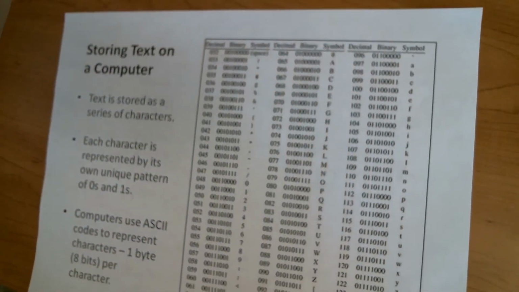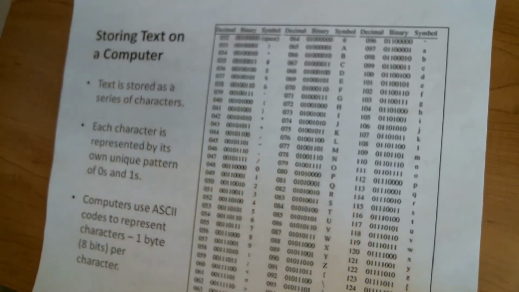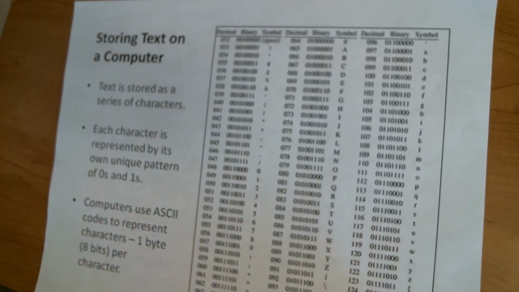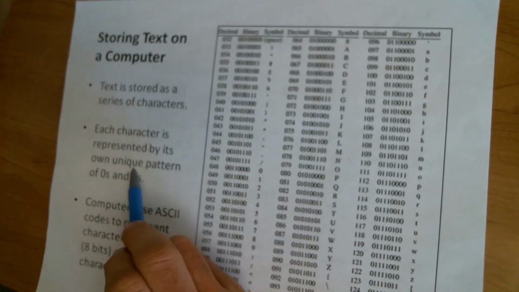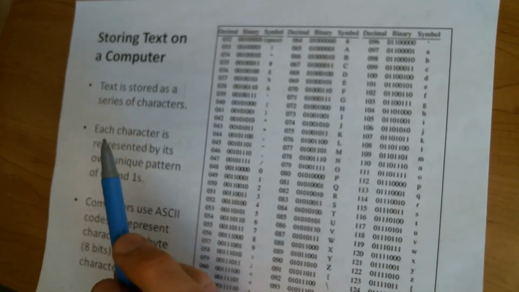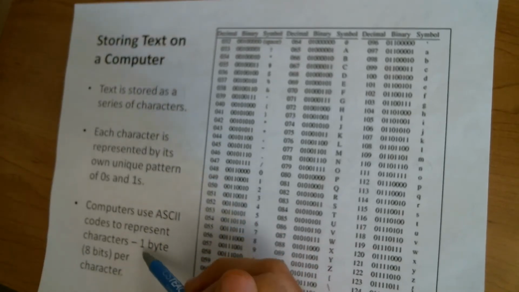Now, it all still ties back to binary. All right, so basically what we do is we assign every character a number. So we're still storing text as numbers, but it's then the program that interprets those numbers as letters or words, when we're actually displaying them to the screen. So text is stored as a series of characters. Each character is represented by its own unique pattern of zeros and ones, which is essentially a number.